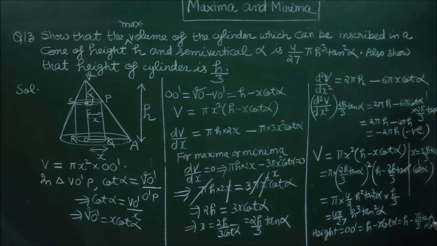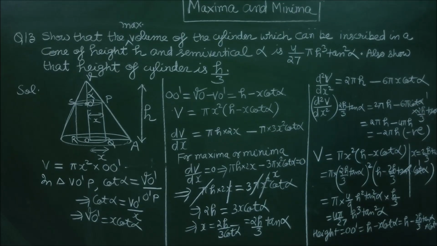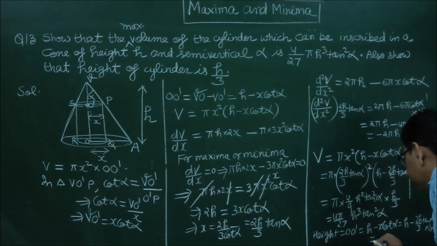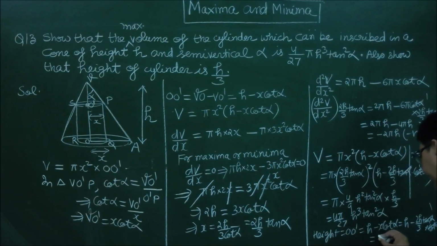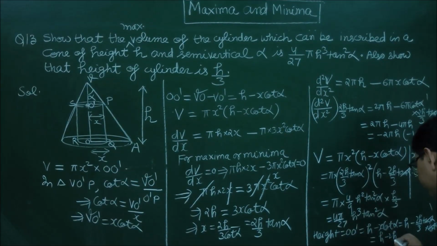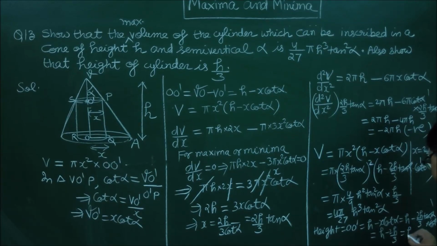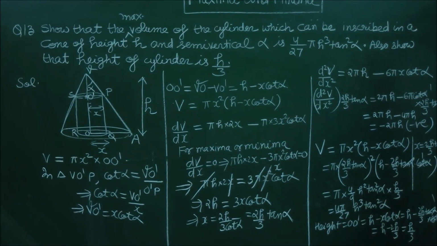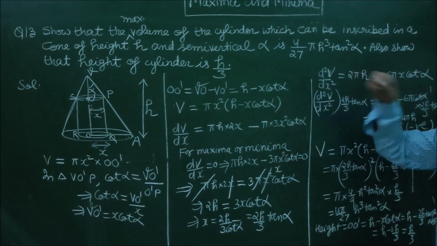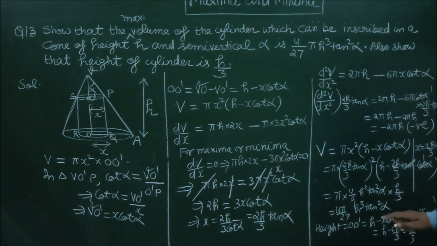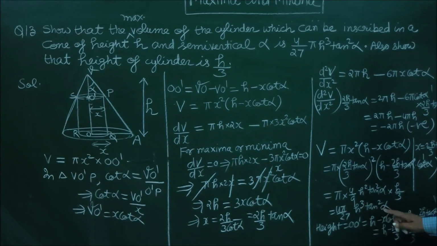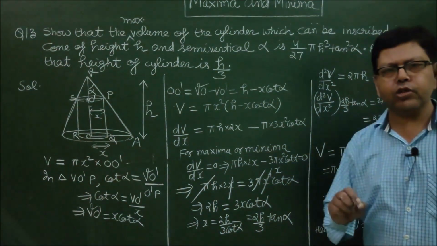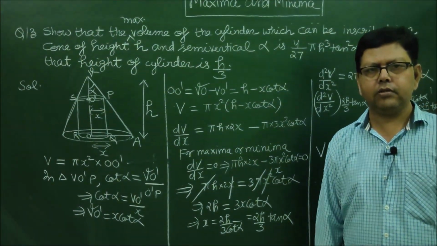So H minus 2H by 3, because cot alpha tan alpha is one, so they cancel. So H minus 2H by 3 is equal to H upon 3. So the height of the cylinder is equal to H upon 3 and the maximum volume of the cylinder is 4 pi upon 27 H cube tan square alpha. So with this the question is complete.